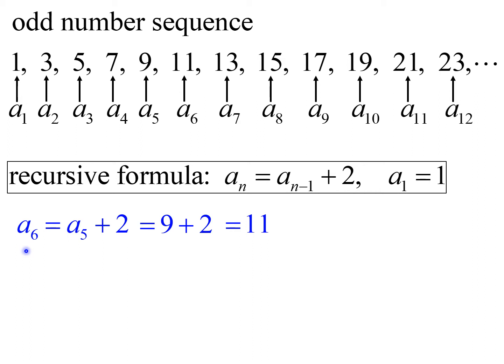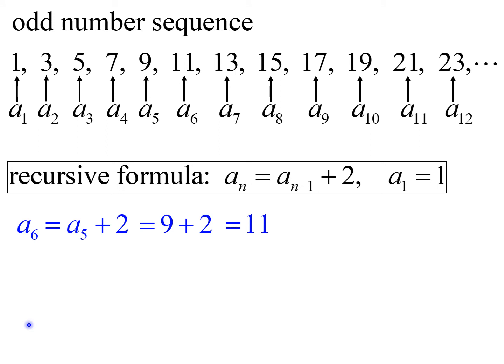So if we want to find out what A100 is using the recursive formula, that would be A100 equals A99 plus 2. But you would have to know what A99 is, and to get that you would need to know A98, etc. So a recursive formula reminds me of stepping stones.